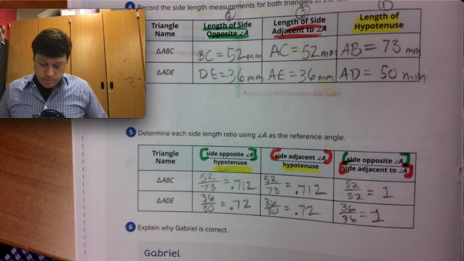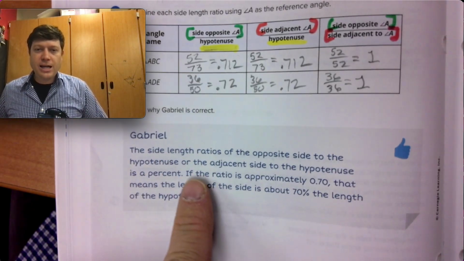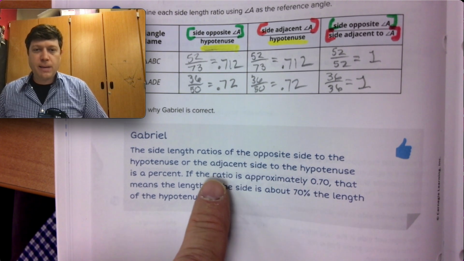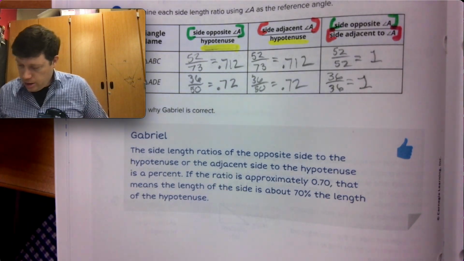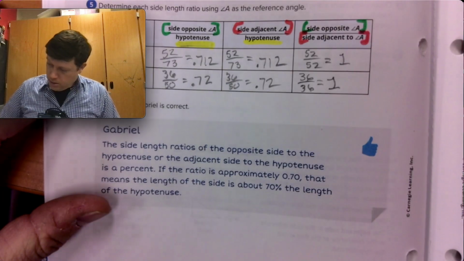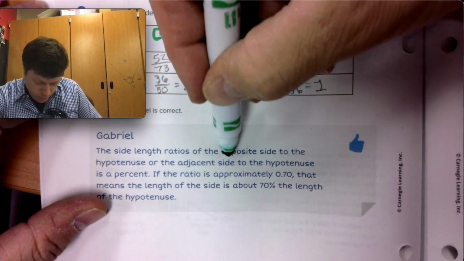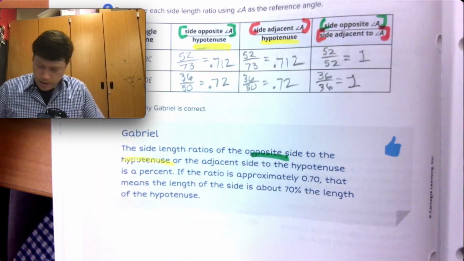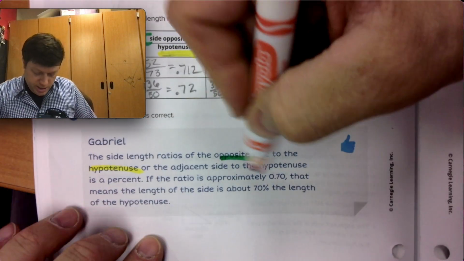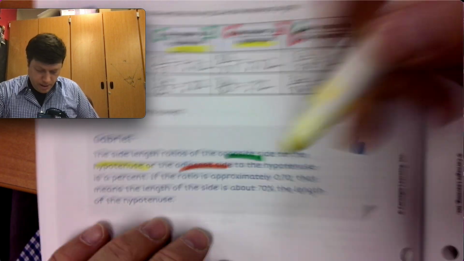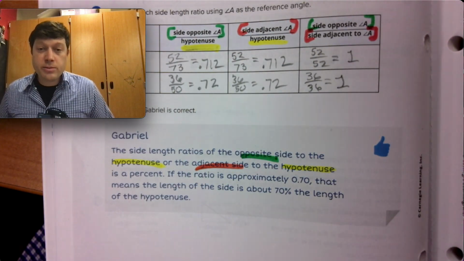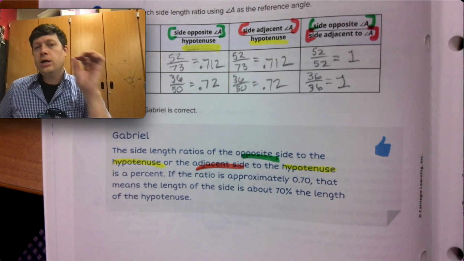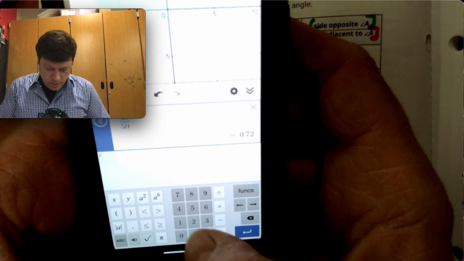So there it is, right? We have this statement from Gabriel. Gabriel says the side length ratios of the opposite side to the hypotenuse are the color needed. So opposite side was green and the hypotenuse was yellow. And then the adjacent side is red to the hypotenuse is green, but they're approximately 70%. To be specific, it is square root 2.